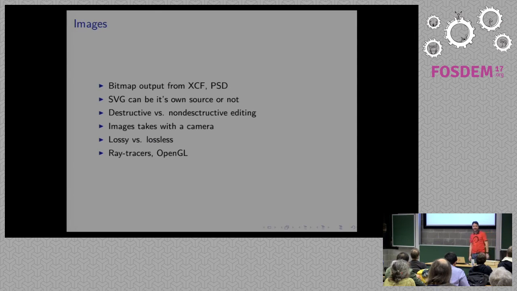You can do destructive and non-destructive editing. If you use GIMP and just draw some lines over some other lines, then once you save and the undo history is gone, you lost the history of the whole thing. But that's okay. Of course, if you're working in something that stores all the information so you can recover, that is nicer.